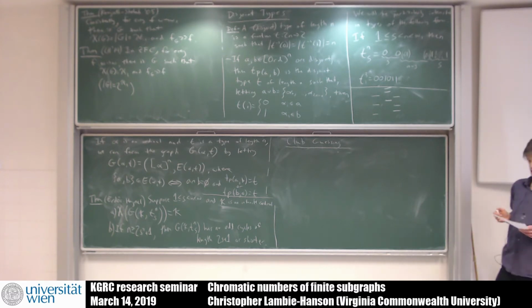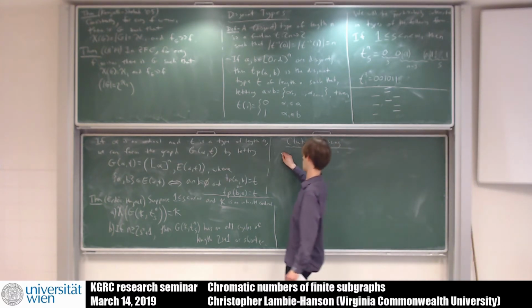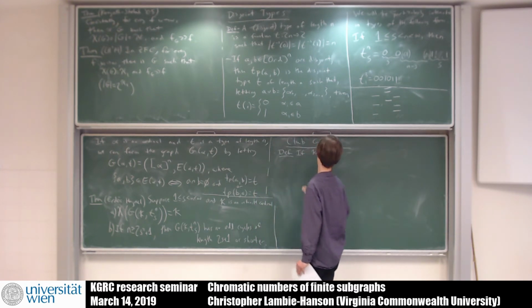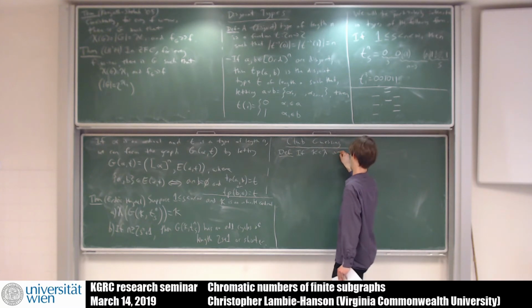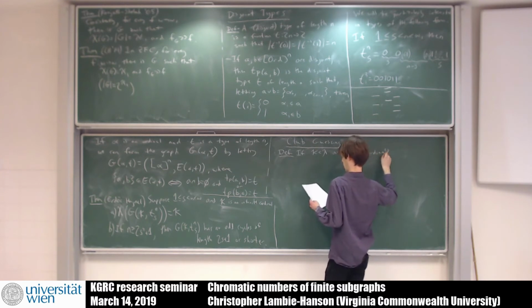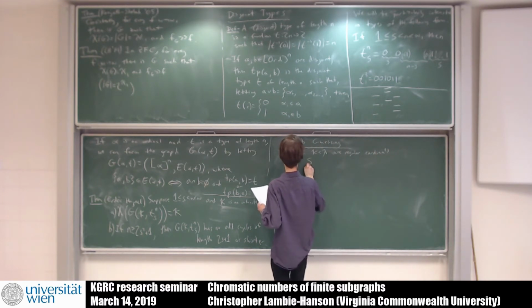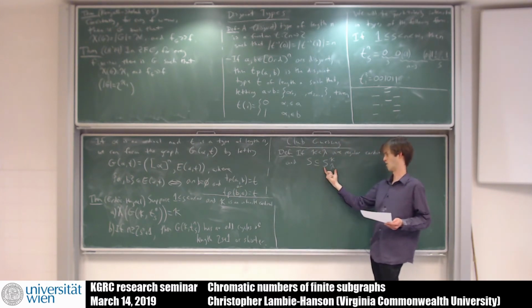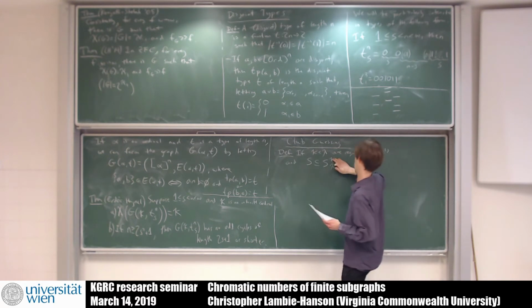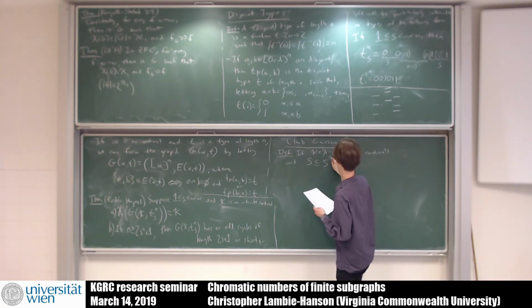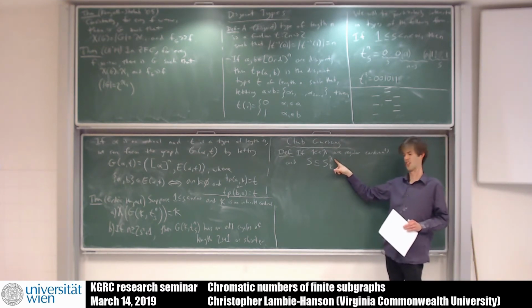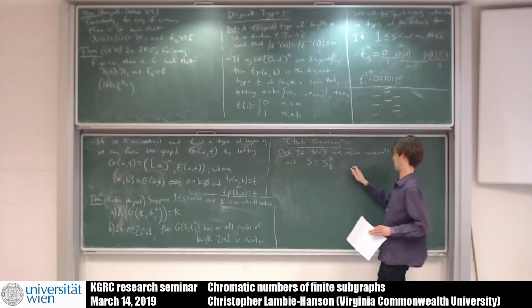Club guessing. Let me define what a club guessing sequence is. Suppose kappa less than lambda are regular infinite cardinals, and suppose that S is a stationary subset of S lambda kappa. This is my notation for the set of ordinals below lambda with cofinality kappa. This is stationary.